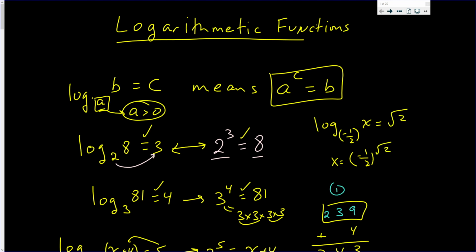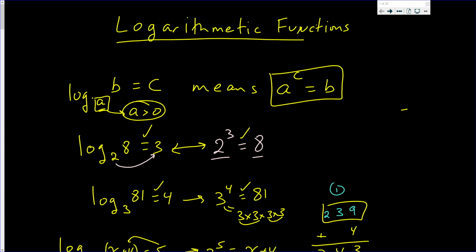This makes no sense. Because is this number positive or negative? See, if I raise it to an integer, and if it's an odd integer, I know it's going to be negative. And if it's an even integer, I know it's going to be positive. But if I raise it to an irrational number, I don't even know the sign, forget the number. A must be positive.